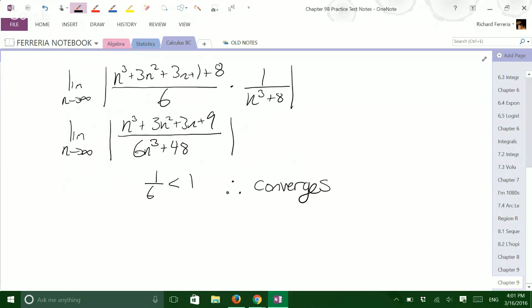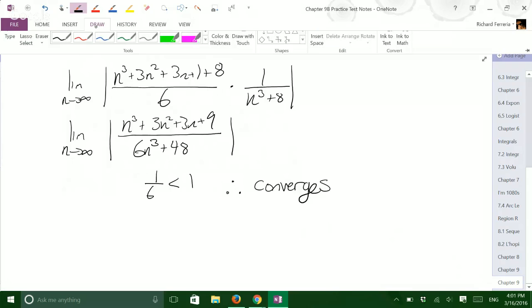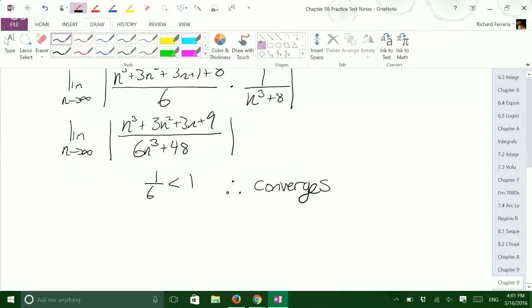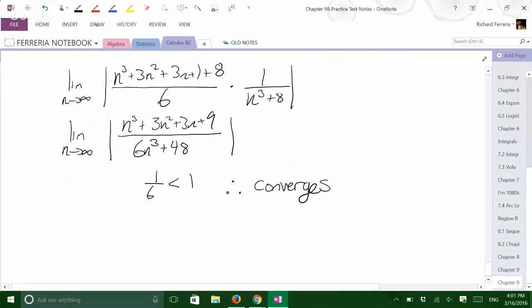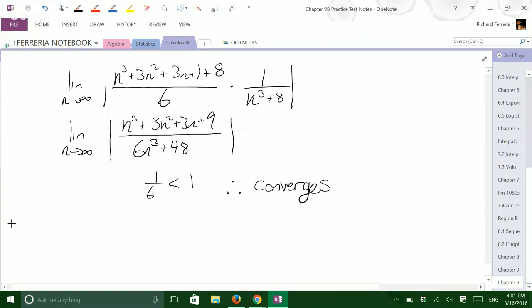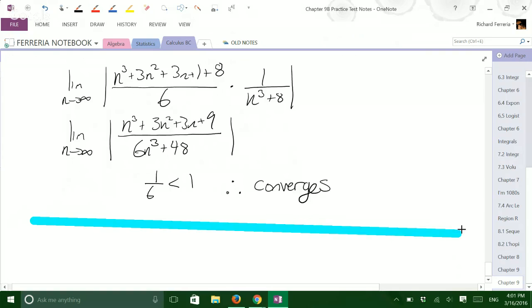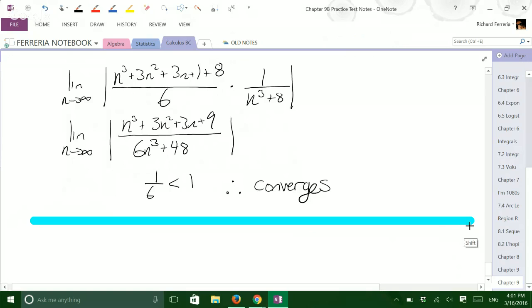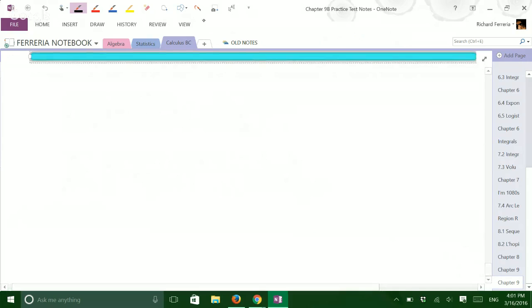Questions with 4? Okay, let's look at 5. Wait, so if it's greater than 1, it's diverging? Yep. Less than 1 converges with the ratio test.